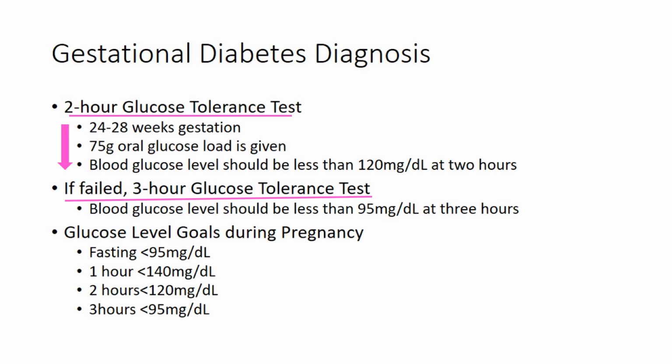If this glucose test fails, a 3-hour glucose test should be given. At this point, blood glucose levels should be less than 95 milligrams per deciliter at 3 hours. The following are glucose levels during pregnancy.